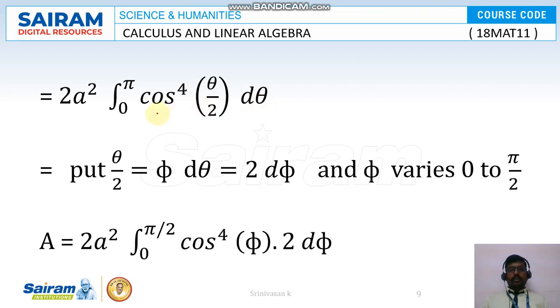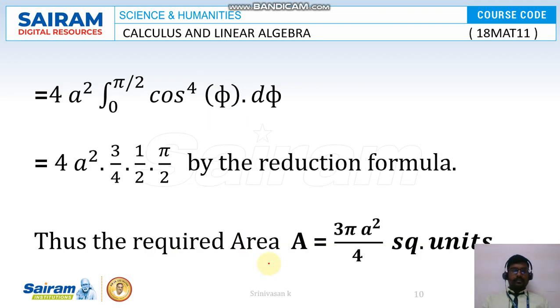We know the value of the integral of cos power 4 theta d theta, but this is cos power 4 theta by 2, so there is no direct formula. That's why I take theta by 2 equal to phi. Then d theta equals 2 d phi, where phi varies from 0 to pi by 2, since theta varies from 0 to pi. So we get 2a square, integral of phi from 0 to pi by 2 of cos power 4 phi into 2 d phi. Using the reduction formula, this becomes 4a square, integral from 0 to pi by 2 of cos power 4 phi d phi.